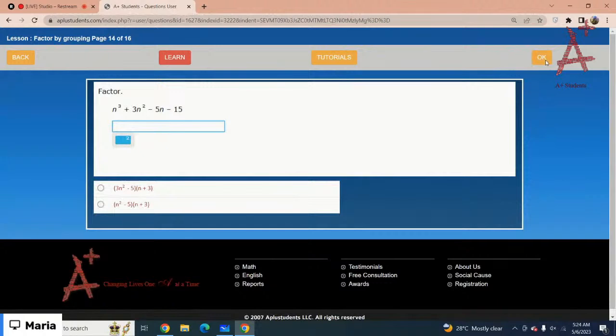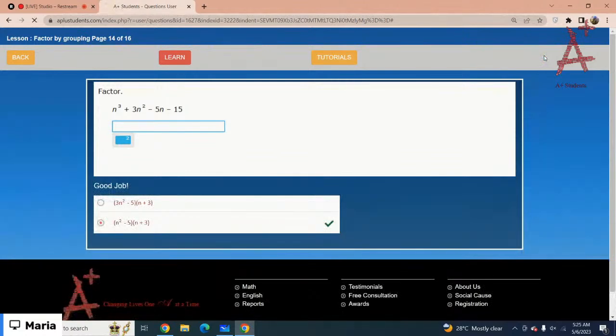Okay, n cube plus 3n square minus 5n minus 15. So which is the correct option? It would be n square minus 5 times n plus 3. That is option number 2, the correct option.